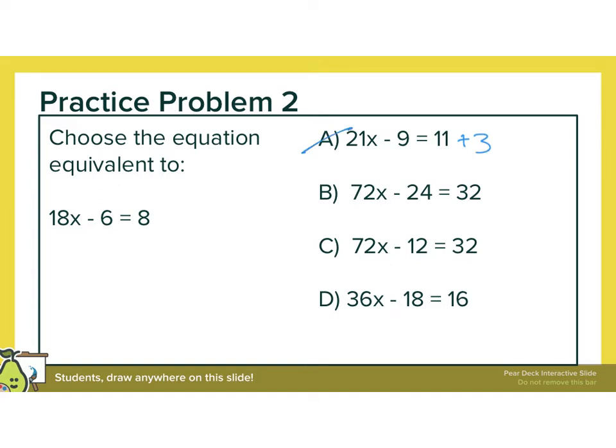Hi, Milo. So the next one, 18 to get to 72. That's times 4. 6 times 4 is 24. 8 times 4 is 32. Looks like I found my answer. Let me just make sure I didn't mess up, because this is times 4 and this is times 2. That's wrong. This is times 2 and this is times 3. So everything has to be multiplied by the same number. So it is choice B.